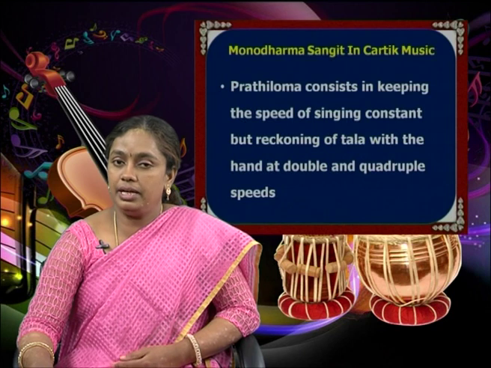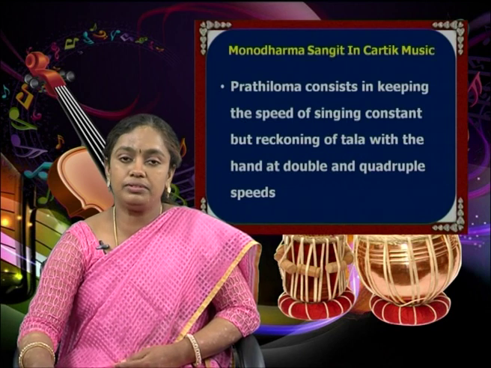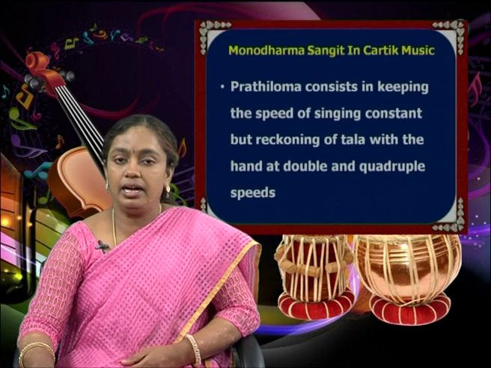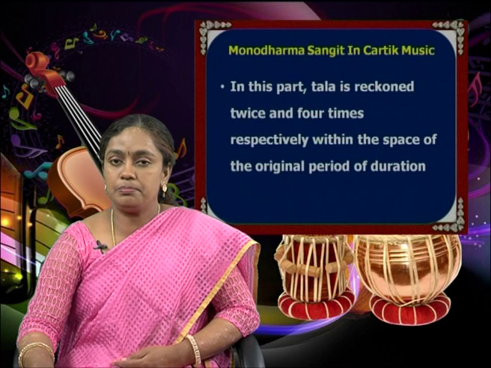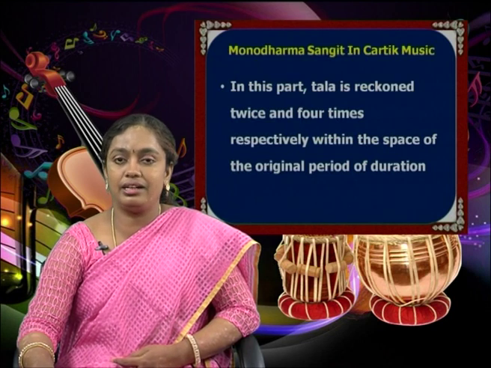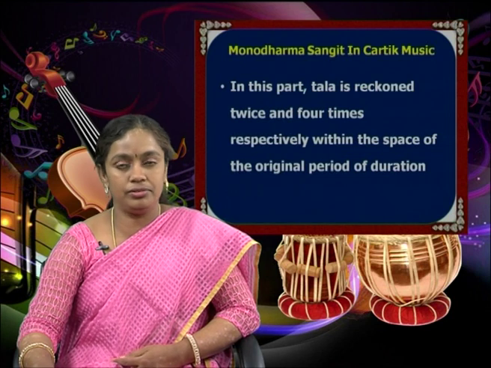Pratiloma consists in keeping the speed of singing constant, but re-knocking the Tala with the hand at double and quadruple speeds. This is called Pratiloma. In this part, the tala is re-knocked twice and 4 times respectively within the space of the original period of duration.